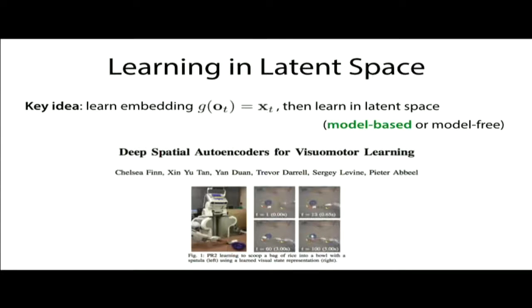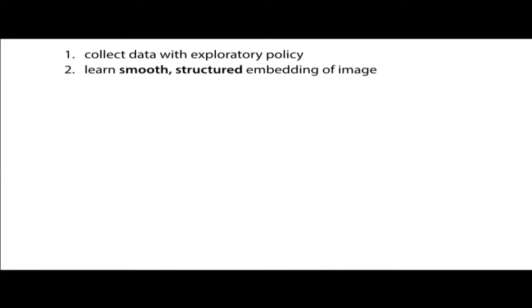And so the next paper that I'm going to talk about is a method that learns this low dimensional embedding, then actually applies a model-based method for learning. This one starts off very similarly to the previous one, where we collect data with our exploratory policy, and then learn, in this case, a smooth and structured embedding of the image using the data that was collected. And I'll talk about how that is done next.